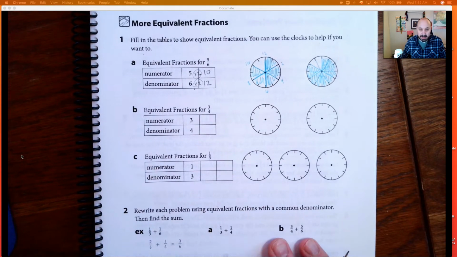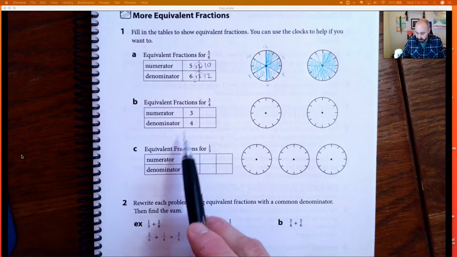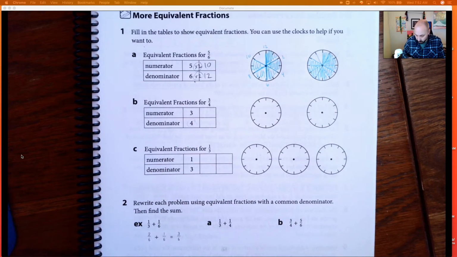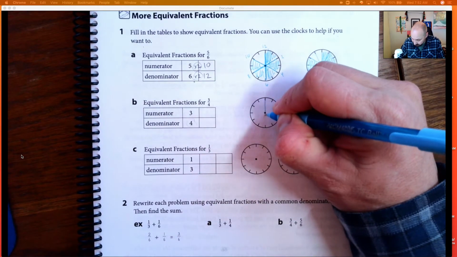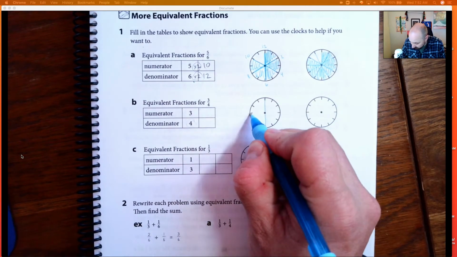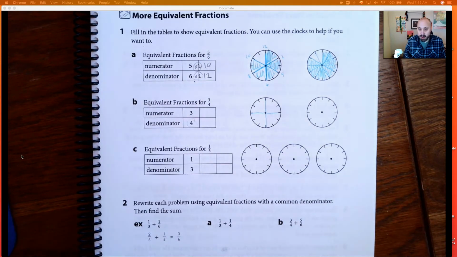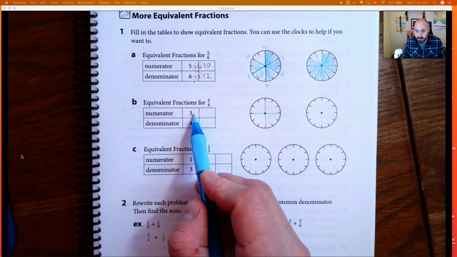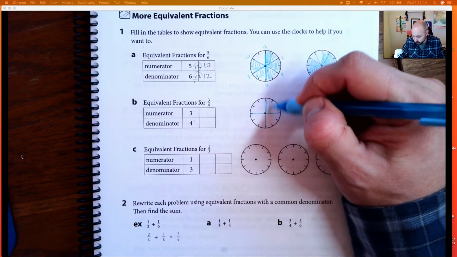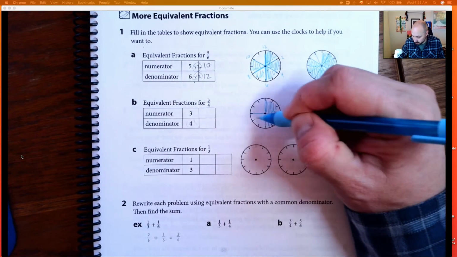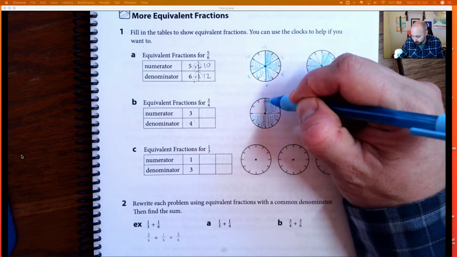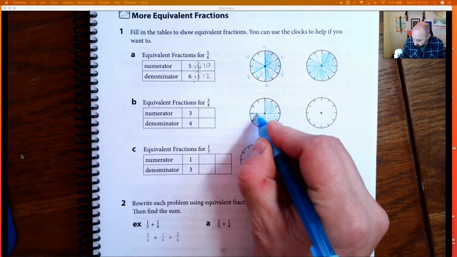All right, so B is 3/4. So first we want to cut our first clock into fourths. So simply cut down and then put a line across, make it equal fourths, and then we're going to shade in how many? 3. Good. 1, 2, 3. So we have 3/4 here.